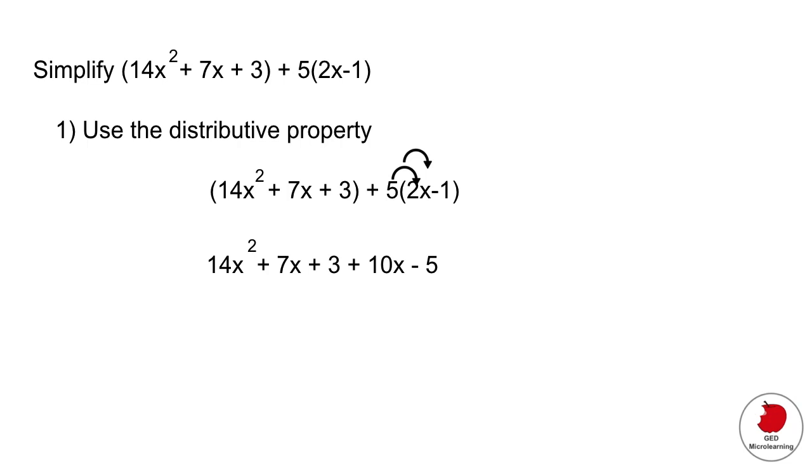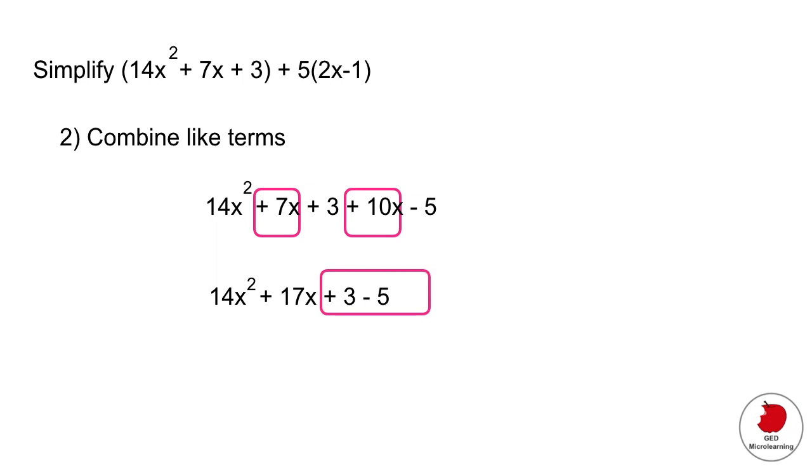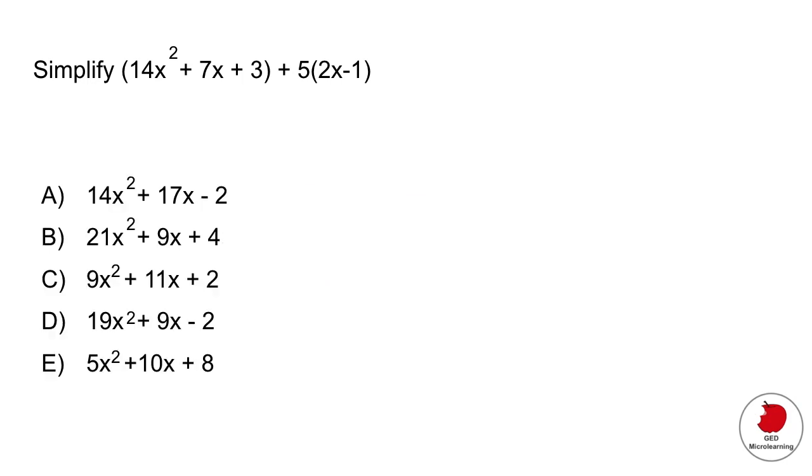And now the next step is to combine those like terms. So once again, we're going to combine all terms that are similar. First let's look at x squared. We only have one number with an x squared, which is 14, so we don't have to do anything there. The next set of common terms are 7x and 10x, so we would add those together. And then finally we have the whole numbers again, 3 minus 5. Okay, that's the final answer, which is option A.